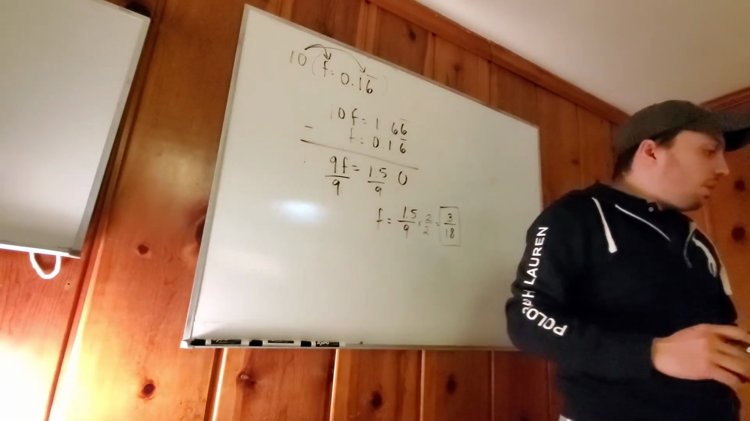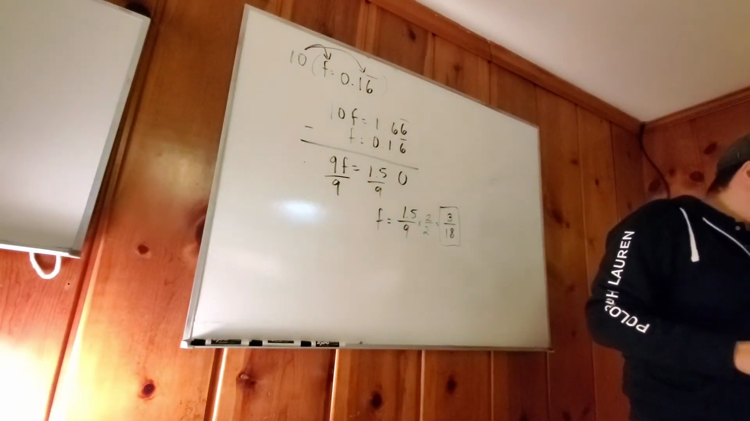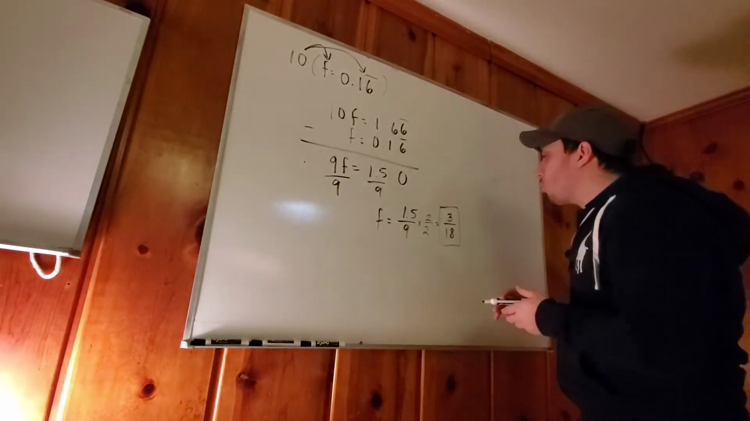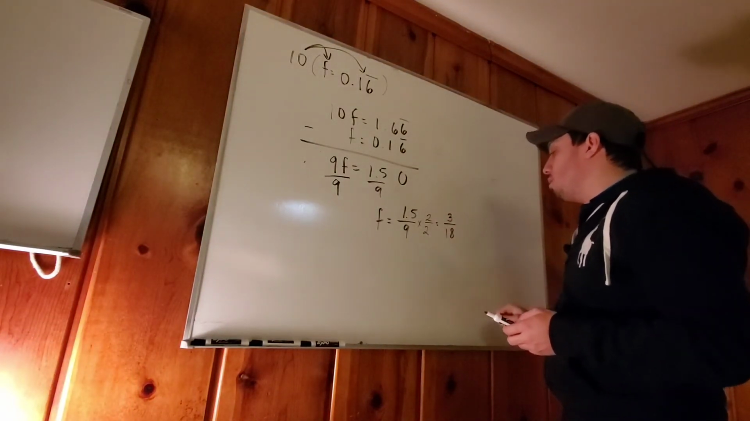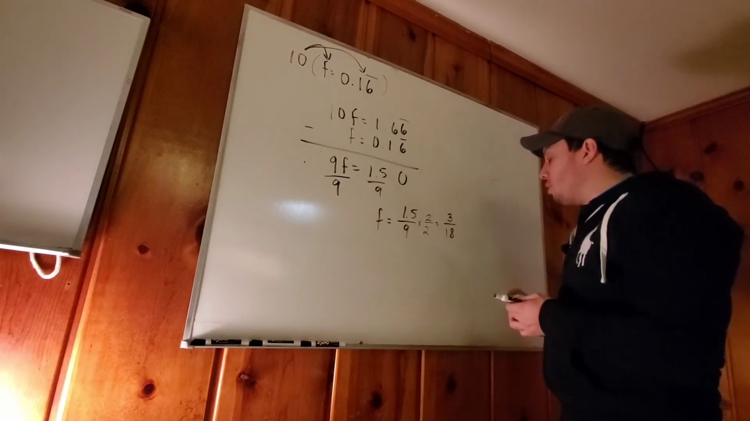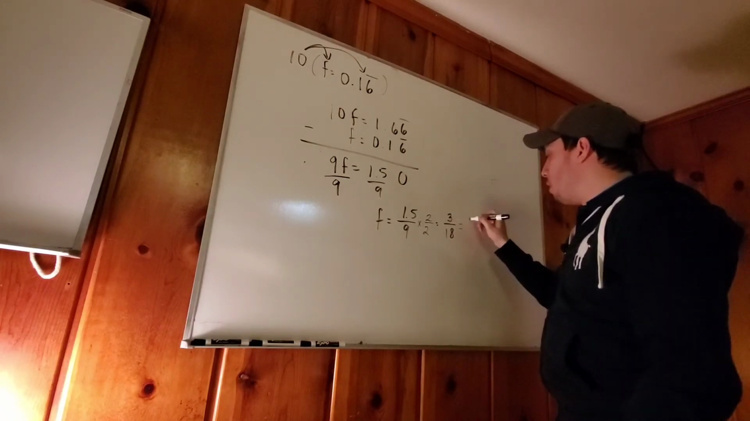And so I know that this one is a little bit different. Oh, no, you can. Duh. 3/18 you can simplify, because 18 divided by 3 is 6. Whoops, my bad.